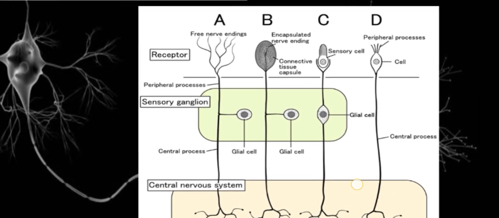Central nervous system connections. Free nerve endings, receptor, peripheral process, sensory ganglion, central process, central nervous system. Then encapsulated nerve endings, connective tissue capsule, glial cells, sensory cells, glial cells, then peripheral process, then central processes.